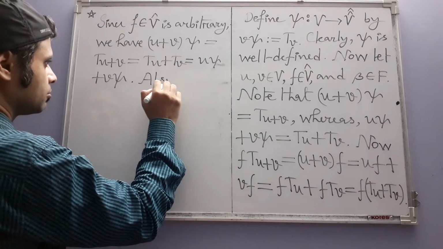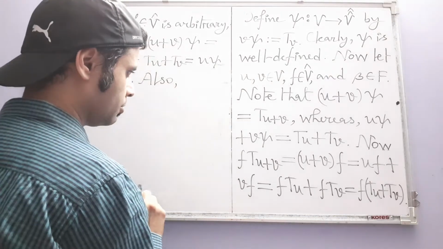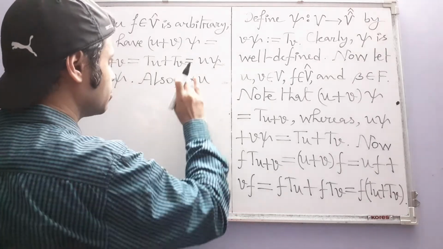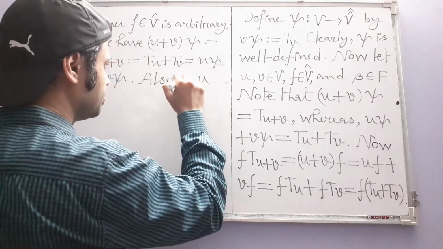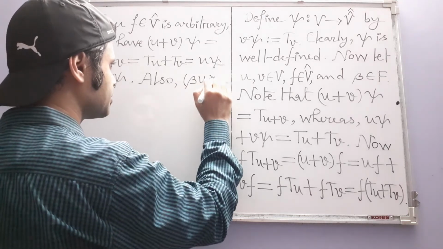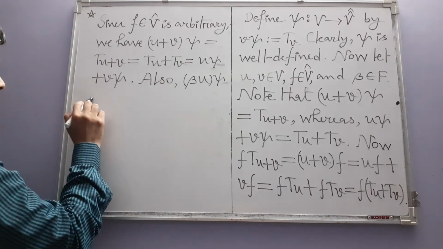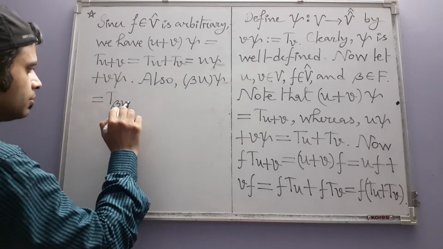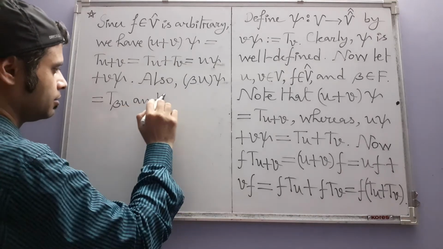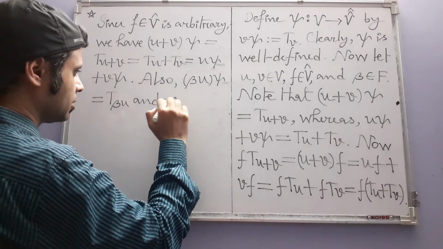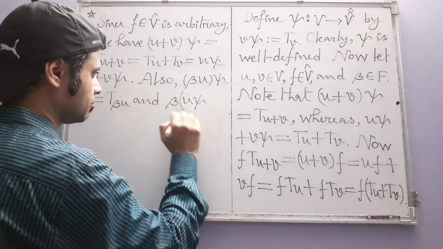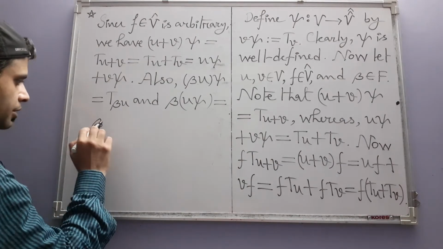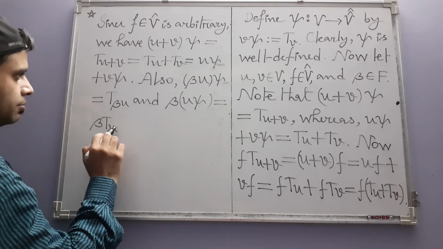Also, okay, now multiplication by a scalar. So what happens when, we have taken beta u, what happens when we apply psi on beta u? By definition this is equal to T beta u, and what is this on the other hand? Beta times psi, u psi. This is equal to beta times Tu.